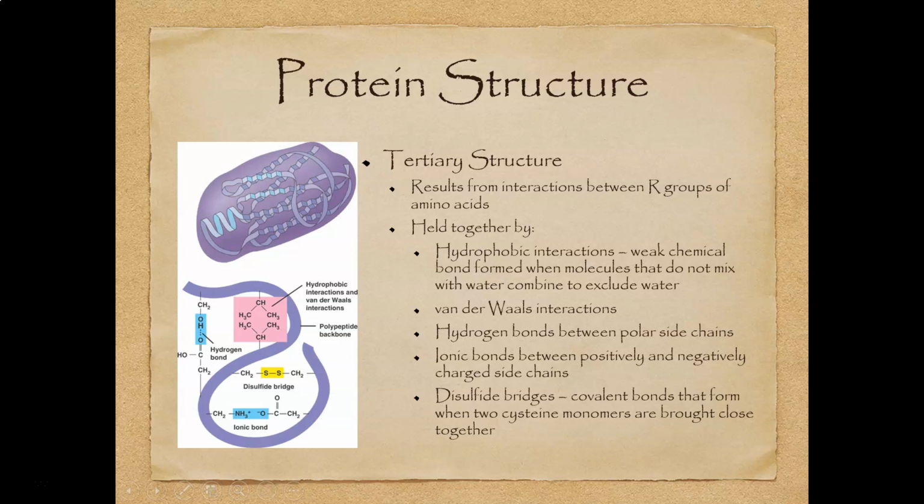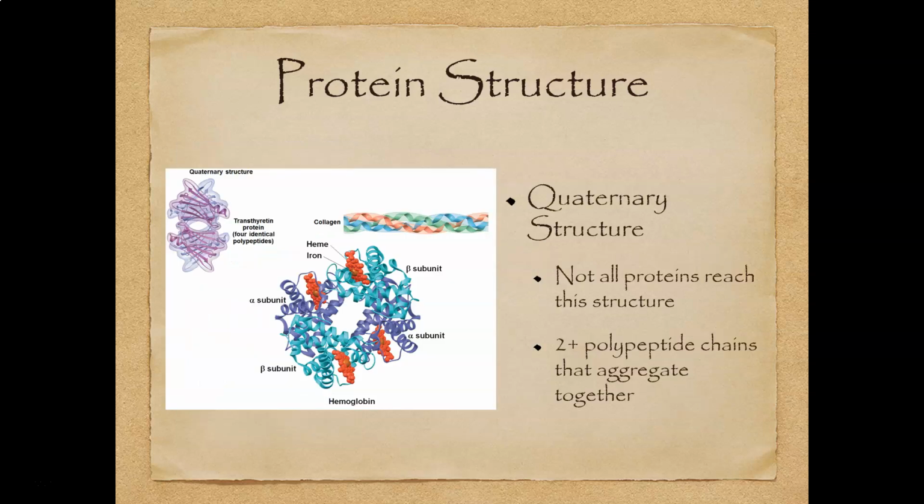Now, some proteins, once they get to this tertiary structure, they're done. They're functional. They're going to go do their job. But in certain situations, proteins need a little bit more to actually do their job. So some proteins can stop at the tertiary. They're functional. They're good. Other proteins get to this quaternary structure stage.